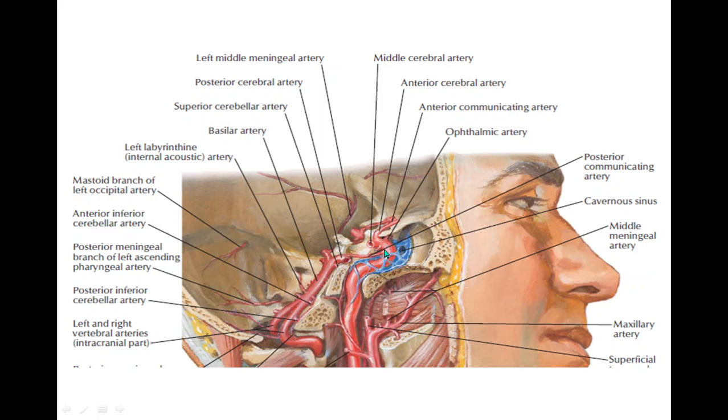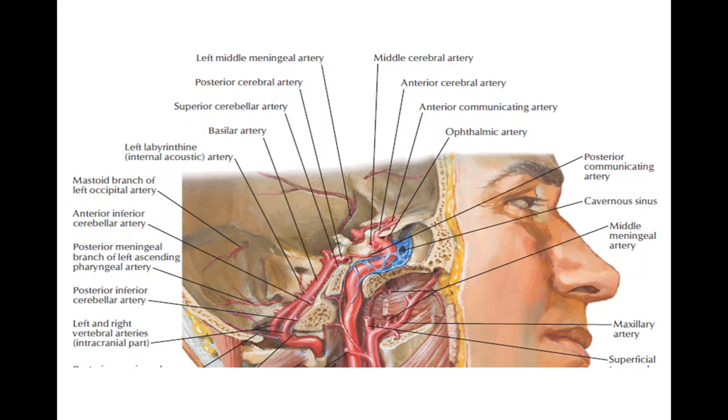So this is in brief about the carotid vessel system as well as the vertebrobasilar system. Now these two vascular systems, as I said, make an anastomotic arterial circle at the base of the brain, which we call the circle of Willis.